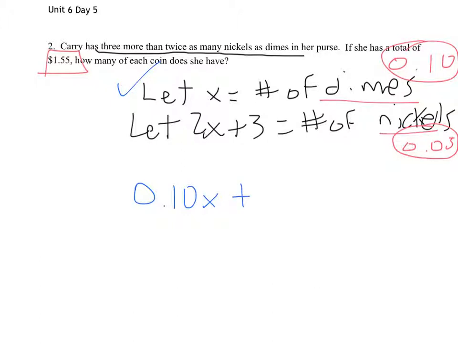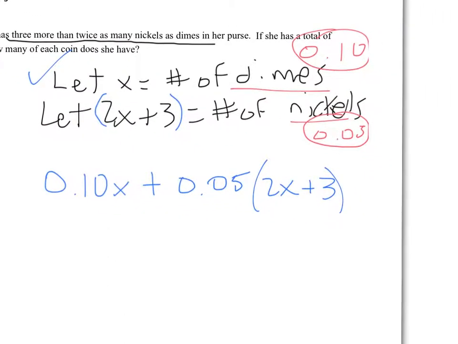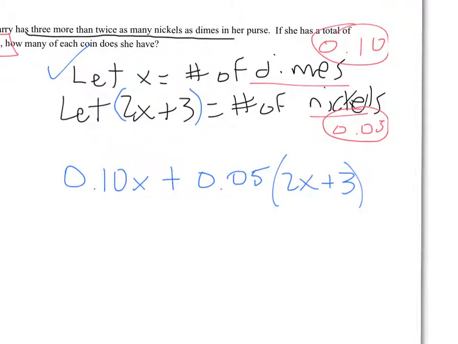I'm going to add, because I'm adding up the total amount of money here. I'm going to multiply my 2x plus 3 by my 5 cents and add it to this 10 cents x. So I'm adding 0.05 for my nickels, and I put the 2x plus 3 in parentheses, because I'm multiplying by the entire quantity. And that's how I write my equation, aside from needing to move it over a little bit and put equals $1.55. Then I'm going to solve this.